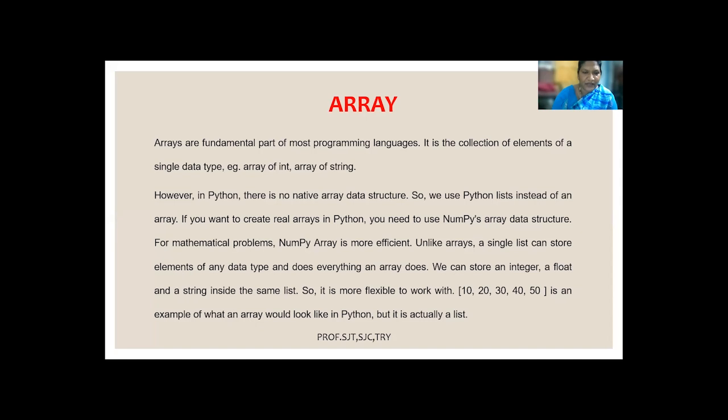If you want to create real arrays in Python, you need to use NumPy's array data structure. For any mathematical problems, a NumPy array is more efficient. Unlike arrays, a single list can store elements of any data type and does everything an array does. We can store an integer, a float, and a string inside the same list, so it is more flexible to work with. 10, 20, 30, 40, 50, these 5 elements are an example of what an array would look like in Python, but it is actually a list.